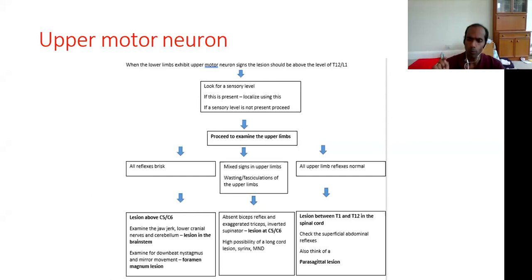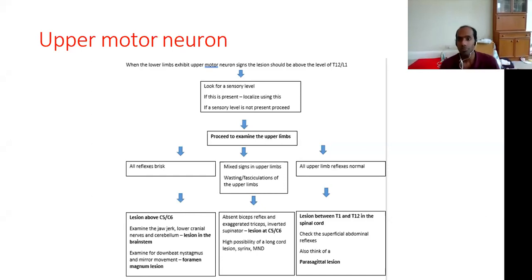Now what do you know? You know that the lesion should be above L1, but we still don't know anything else. Now you check sensory. Sensory is normal. What were we expecting to find? We were expecting to find a sensory level. If we had found it, we would close the case and go home.